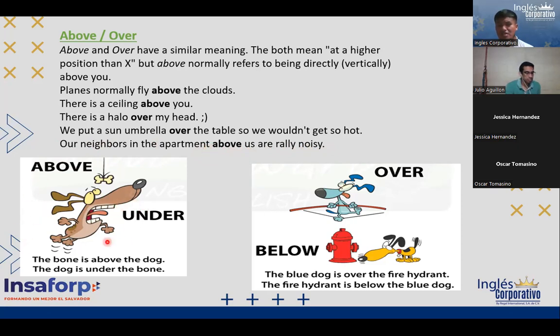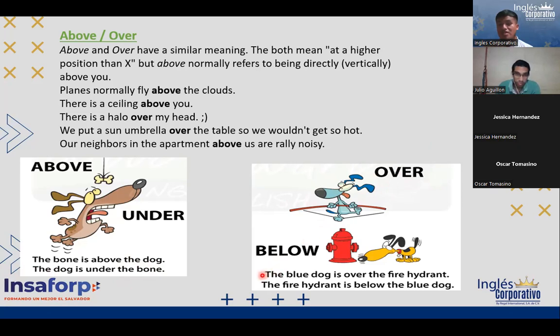Now, as we can see here on the pictures, aquí tenemos unos ejemplos a little bit clearer, let's say. Now, we have, aquí tenemos como el contrario, let's say. Because if I say, the bone is above the dog, es como, yo digo, el hueso está encima del perro. The bone is above the dog. But if I say, the dog is under the bone, el perro está debajo del hueso, under. Now, over, este sería el contrario.